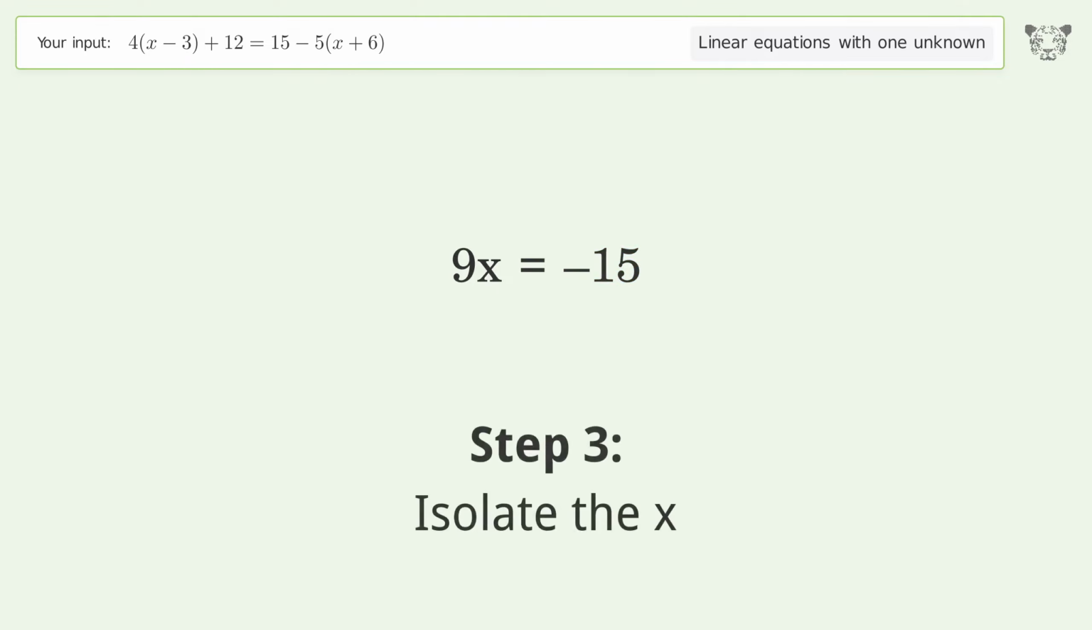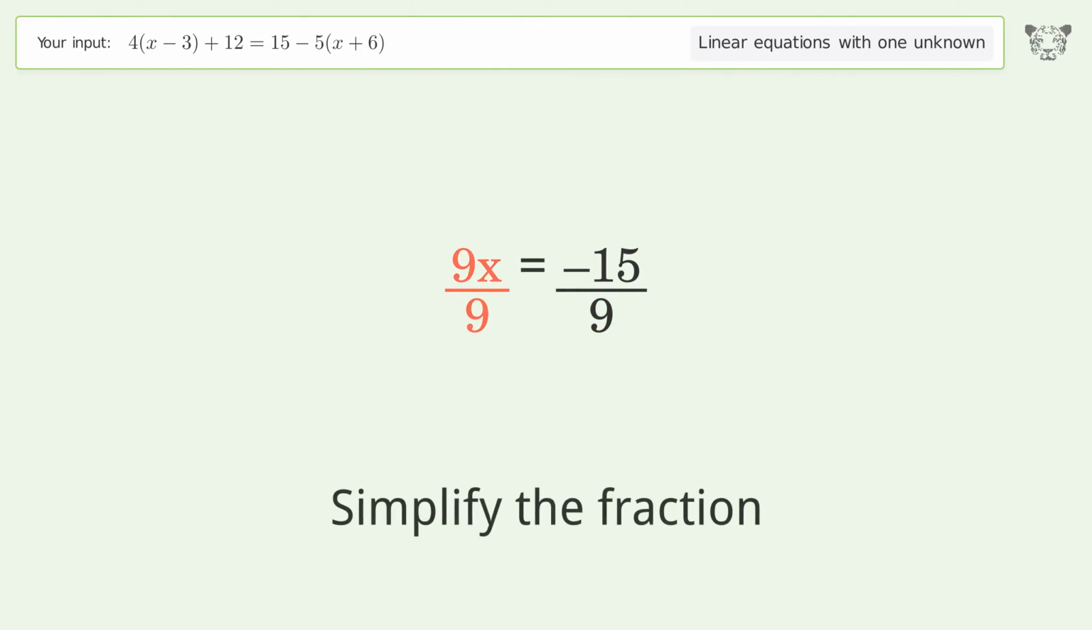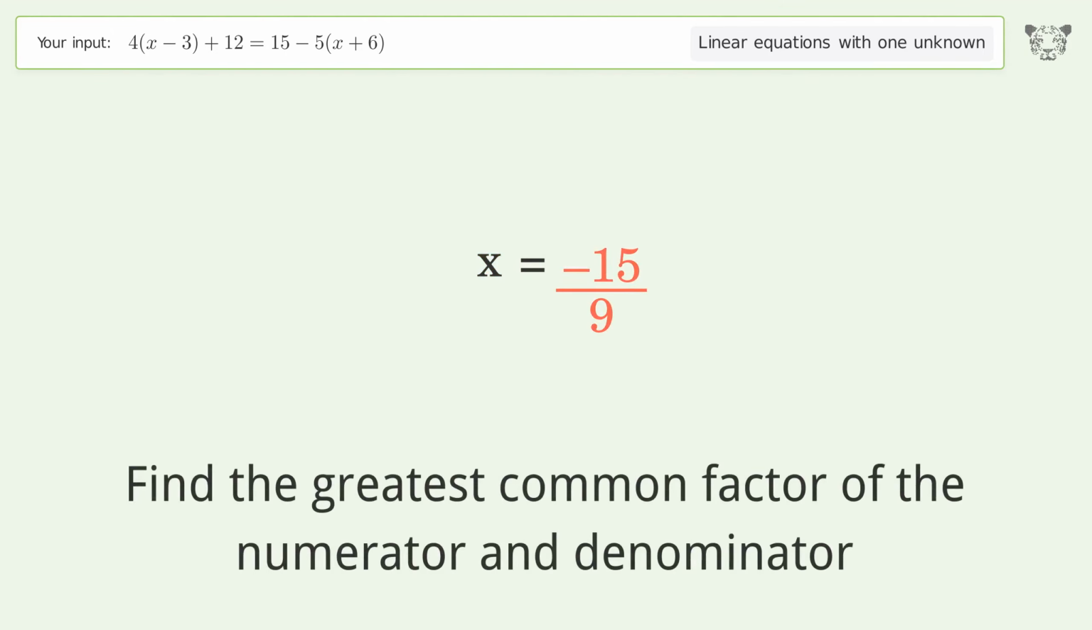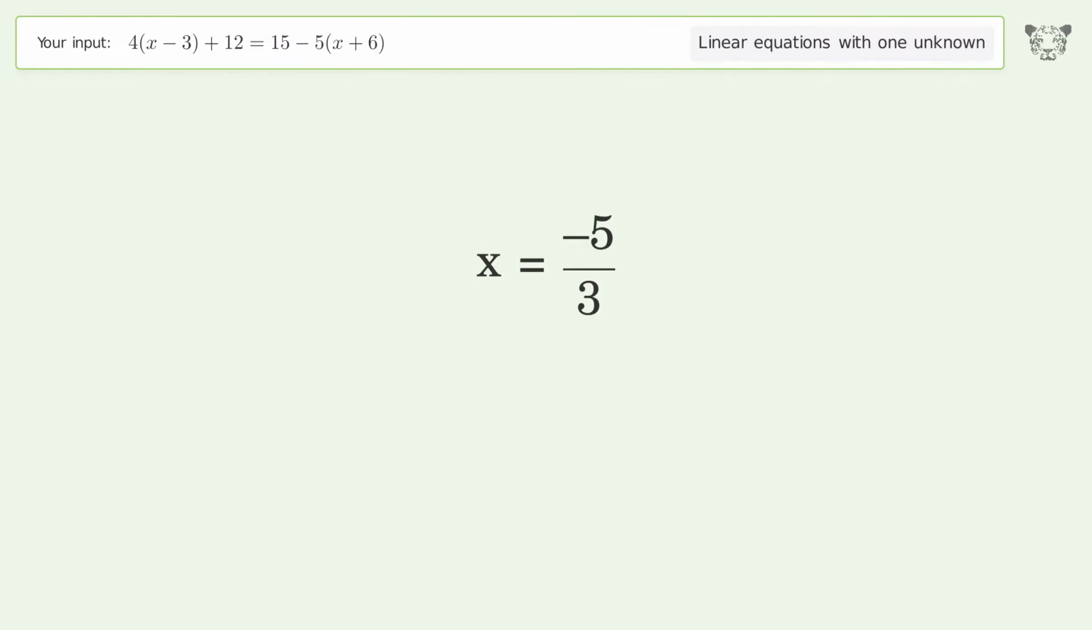Isolate the x. Divide both sides by 9. Simplify the fraction. Find the greatest common factor of the numerator and denominator. Factor out and cancel the greatest common factor. And so the final result is x equals -5/3.